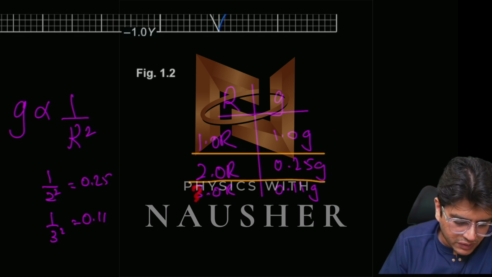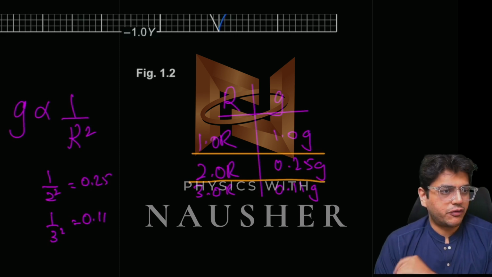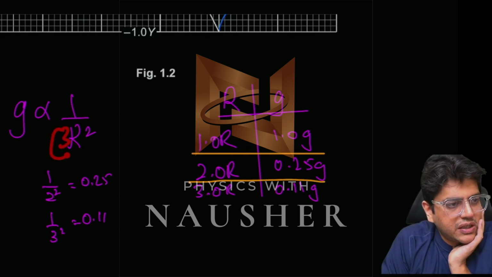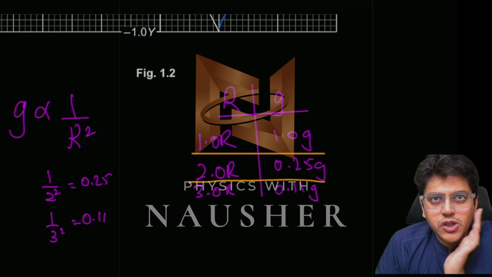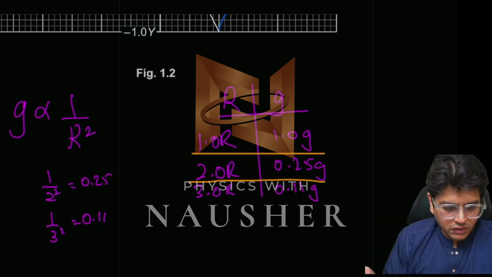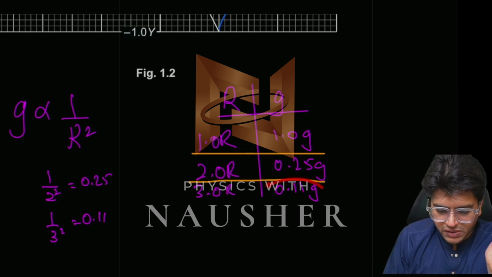Similarly, write down 3R. What is the gravitational field strength? Again, you have the formula over there, so if you do 3R whole squared, that is 1 over 9. 1 over 9 is 0.11. So the gravitational field strength decreases to 0.11 g.